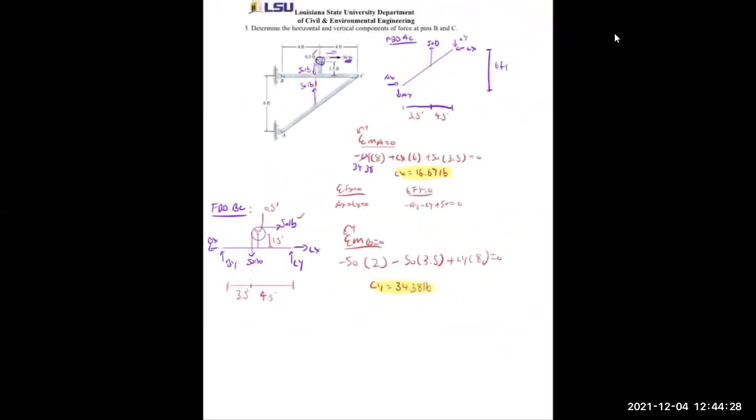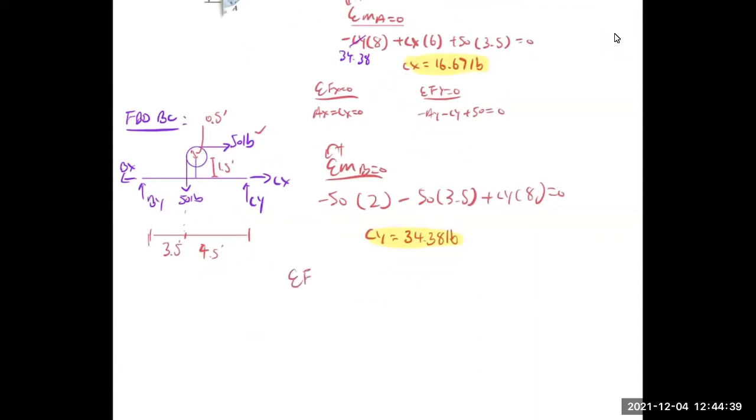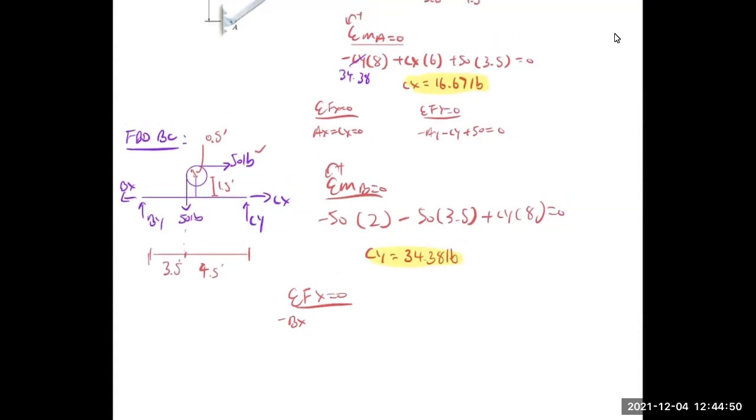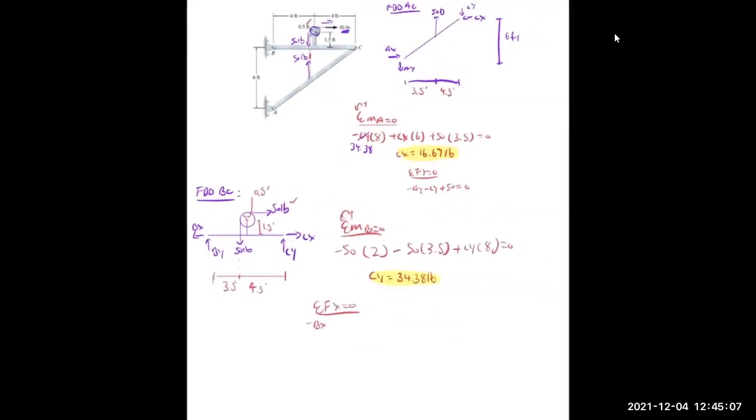Okay, and then back to free body diagram BC. We can do the summation of force in the x direction to find out what Bx is. Summation of force in the x direction, negative Bx. I have my Cx. Oh, my bad, I made a mistake right here. Ax will not be equal to Cx. It will be equal to 0. That's my mistake right there, so just ignore the summation of force in the x direction. That's my mistake, guys.